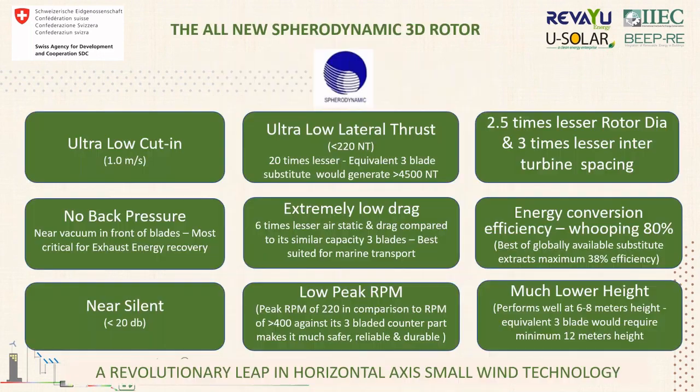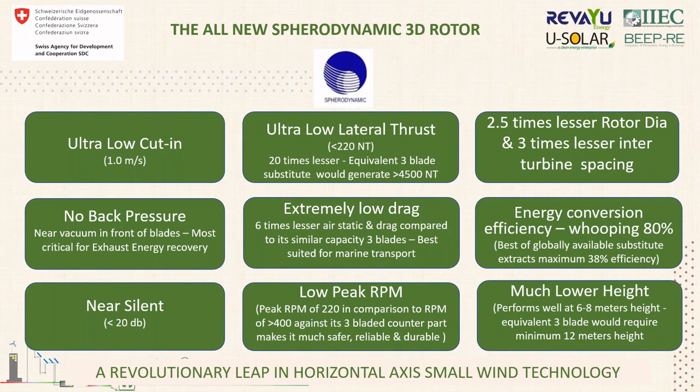It's a 2.2 kilowatt rated model with a peak capacity of 3 kilowatt. Ultra low cut-in wind speed of 1 meter per second. So at as low as 1 meter per second, it starts rotating and generating some amount of power. And one more biggest advantage is that it has very low lateral thrust, which means when the wind strikes at high speeds, the weight increases in Newton tons.